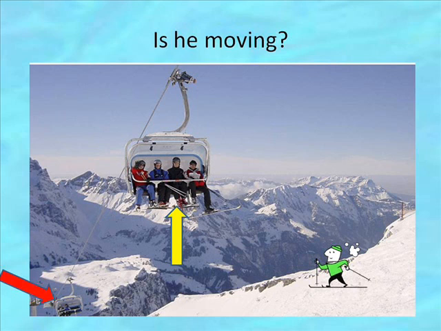Well, the actual answer is no, he is not moving relative to the guy in the ski lift in the other chair. The reason for that is that the distance between them is not changing. Now, we would probably say that yes, he is moving because we're basing that relative to the background, but really relative to each other in their different ski chairs, they are not moving.